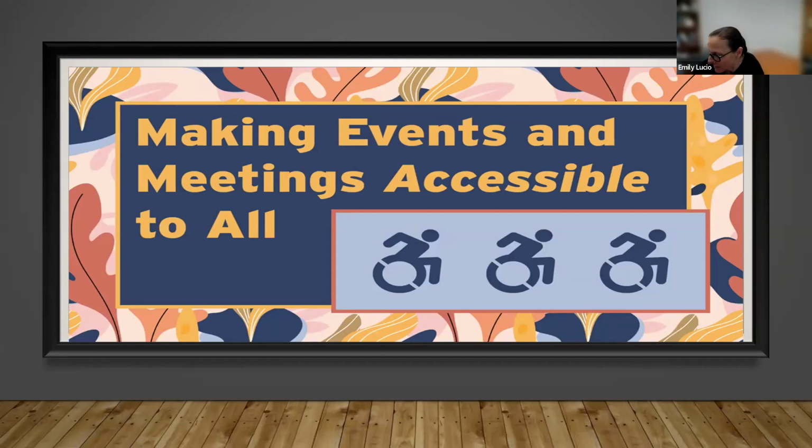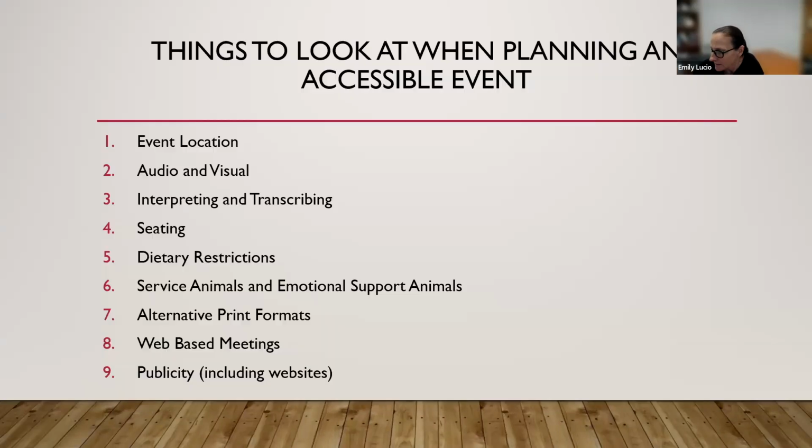I can figure out how to advance my slides. There you go. Okay. So some of the things to look at when planning an accessible event are event location, the audio and visual, interpreting and transcribing, seating, dietary restrictions, service animals and emotional support animals, alternative print formats, web-based meetings, and publicity, including websites. So we're going to talk about each of those things during the event.